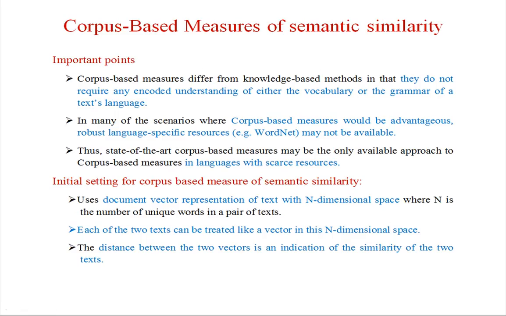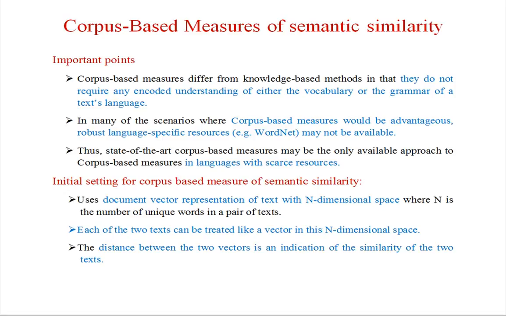Now suppose we don't have such an annotated corpus or annotated system, then how can we identify the semantic similarity? For that we can use the corpus.